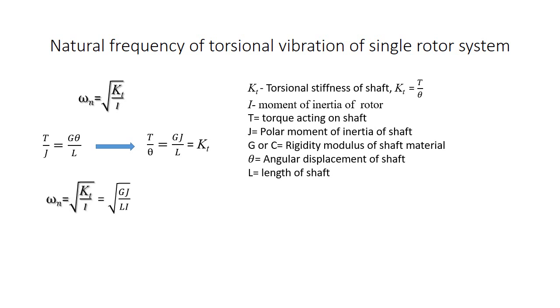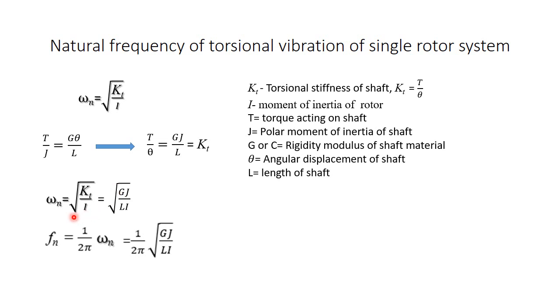So omega n, we now have the equation root of Kt by I, which is equal to root of GJ by L divided by I, which is equal to root of GJ by L into I. So this is our equation for the natural frequency of torsional vibration for a single rotor system. Only one rotor is attached to a shaft and the shaft is fixed at the other end.